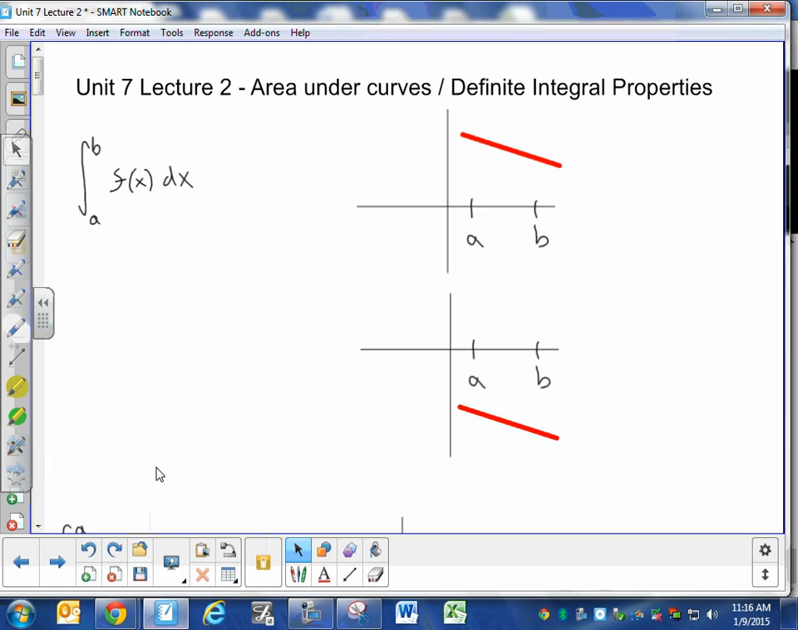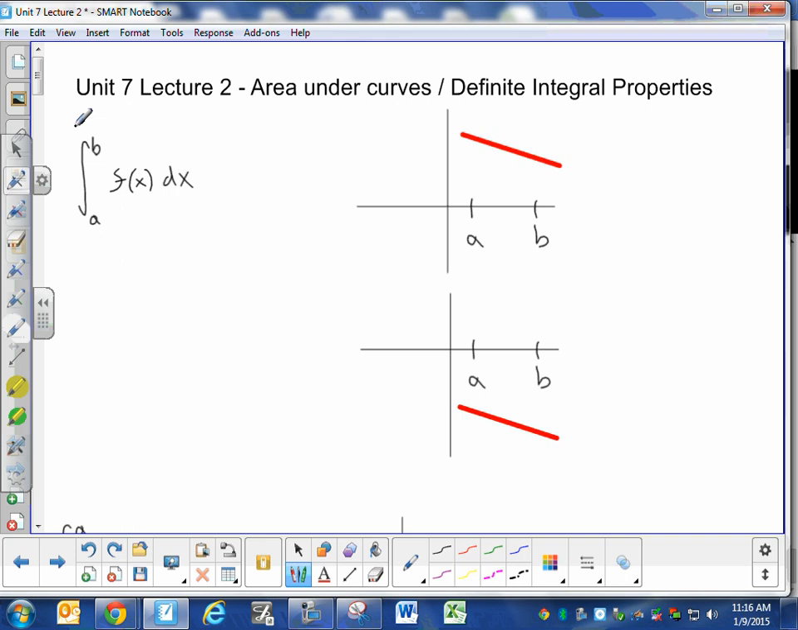Second lesson of 4, Unit 7. We are still going to keep our brains out of calculus, and we're still going to just be thinking about areas. In specific, we're thinking about these infinite sums, these integrals, and we're going to talk about the properties of these integrals, okay?